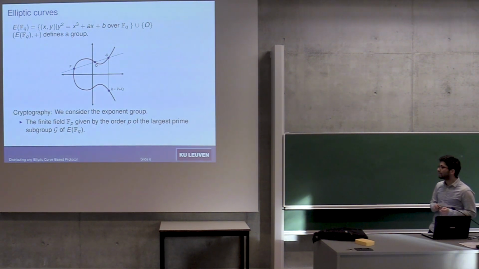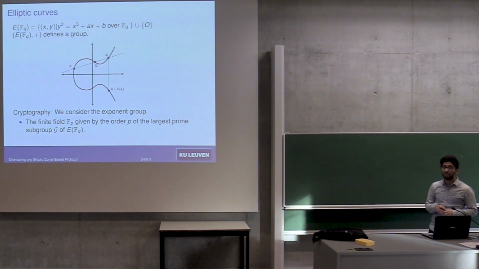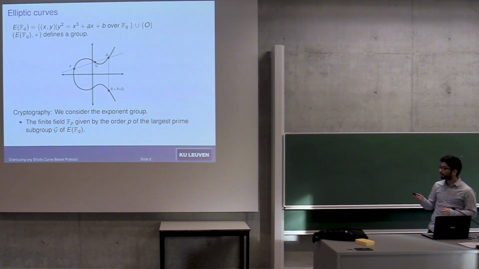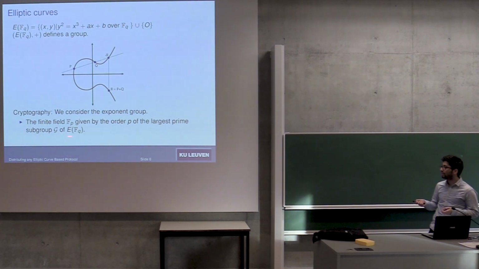And in cryptography, we consider also the exponent group. So we have a group of points, and we take the biggest subgroup of prime order of this group, and so we call this subgroup G, and then we consider the field that is defined by the order of this subgroup. And so from now on, when I say the elliptic curve, I refer to the subgroup G, and then the exponents group is the finite field Fp.